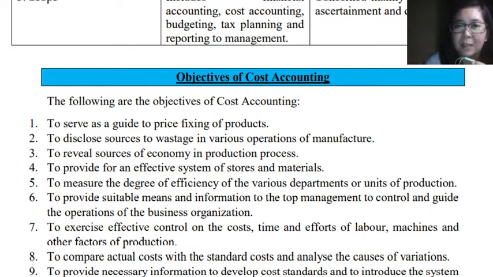So here, the same as what we have mentioned earlier, as the process stage is being applied or done in the production, the cost is being accumulated as well. So here, the management will know if a certain activity or item or materials is being used efficiently or is adding value to the product or not. Okay. Another objective, number 4, is cost accounting is also providing for an effective system of stores and materials.